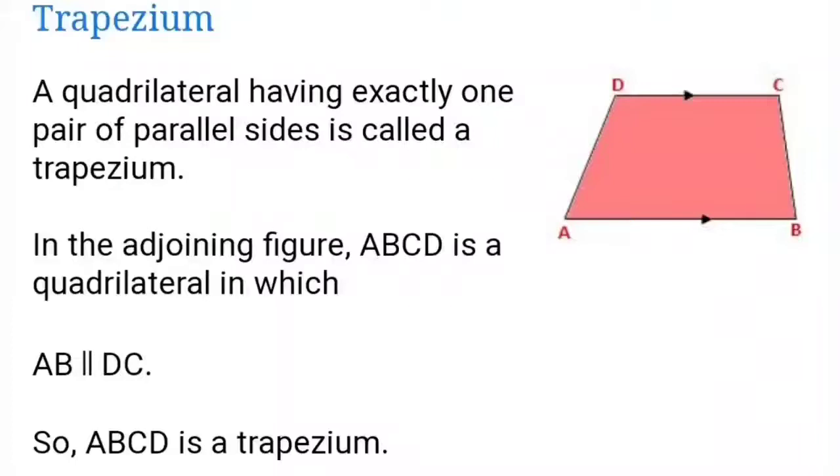A quadrilateral having exactly one pair of parallel sides is called a trapezium. So we can observe in the figure there is only one pair of parallel sides, among the 4 sides. In that only one pair is parallel, the other pair is non-parallel. So we can say AB is parallel to DC.